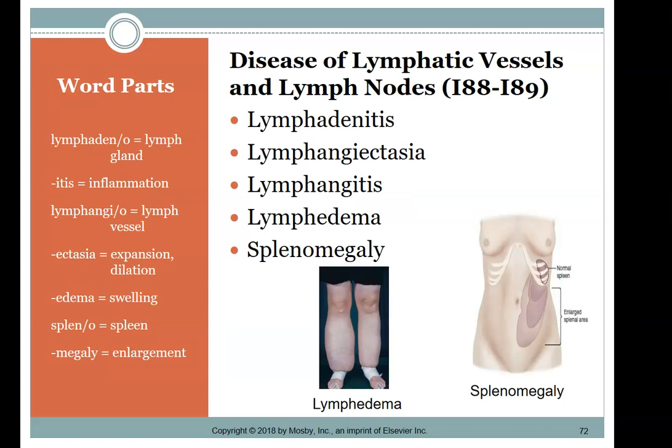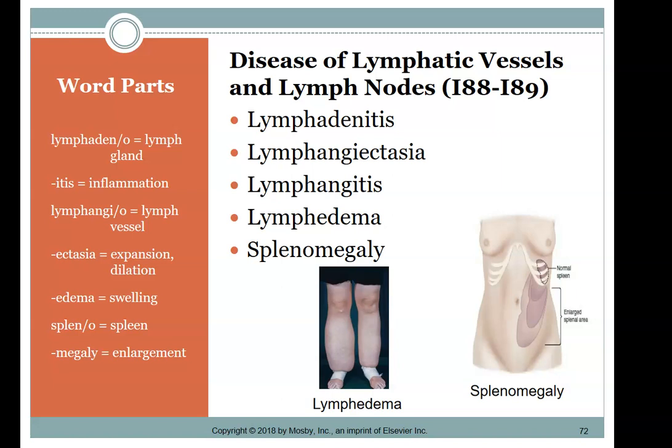Disease of the lymphatic vessels and lymph nodes. The first one, lymphadenitis, is inflammation of the lymph node. Lymphangiectasia is the superficial dilation of the lymphatic vessels. Lymphangitis stands for the inflammation of lymph vessels. Lymphedema is the accumulation of lymphatic fluid and a result of swelling caused by obstruction, removal, or hypoplasia of a lymph vessel. And then you have splenomegaly, which is enlargement of the spleen.